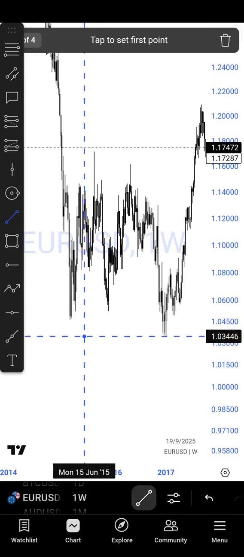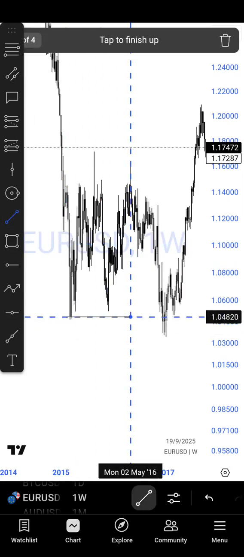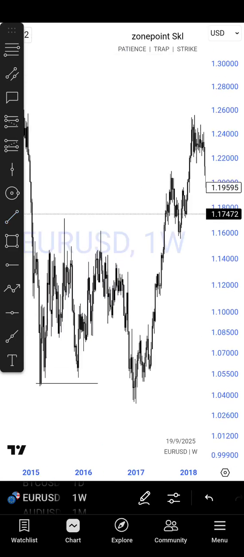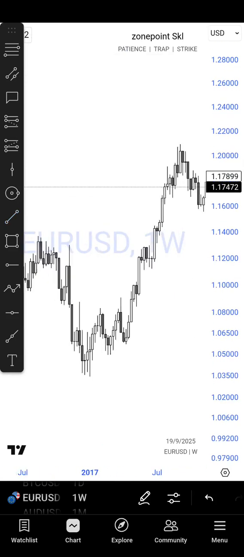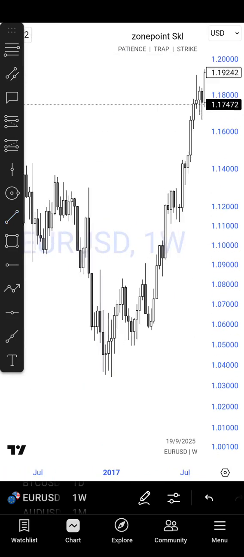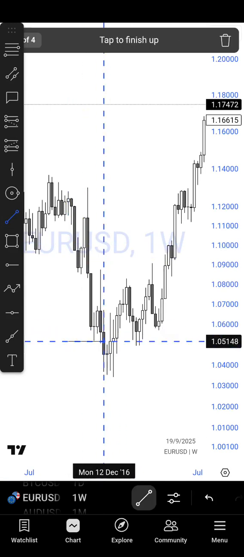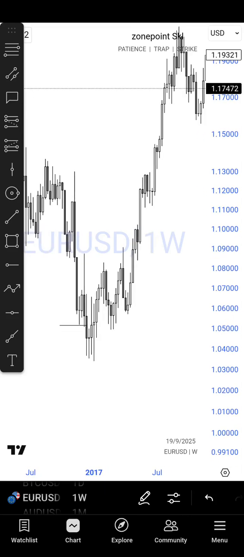Price gave us a break of structure here. This is the final break of structure. And price did what? Price swept. This candle did what? Sweep. This candle swept and started moving upward.